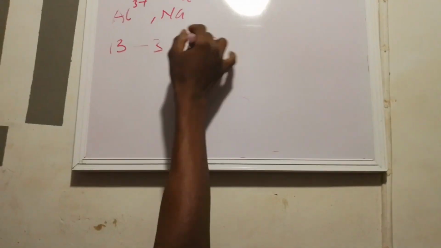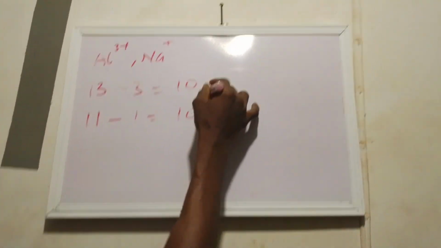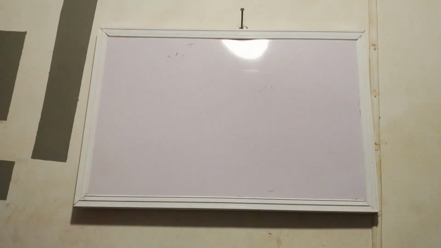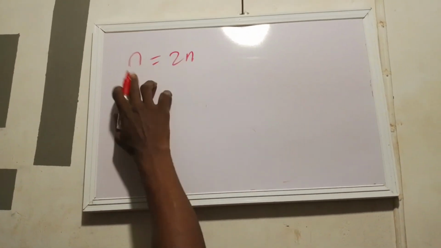So the next question is, what does the principal quantum number represent? When you refer back to your book, you see that it represents the energy level of each shell, and the formula is 2n square, energy level of each shells. Also, the next question says, for which of the following is the difference between the neutron number and mass number positive?